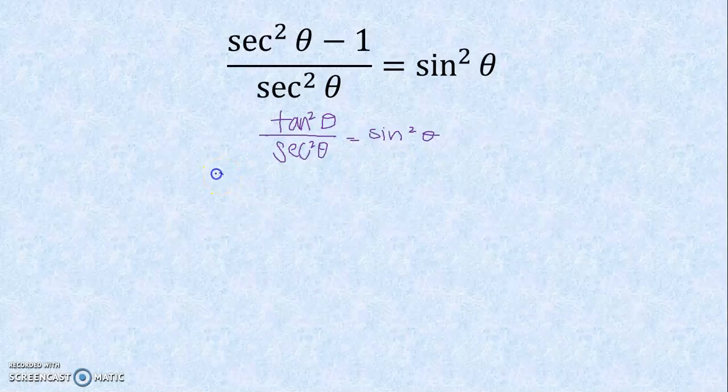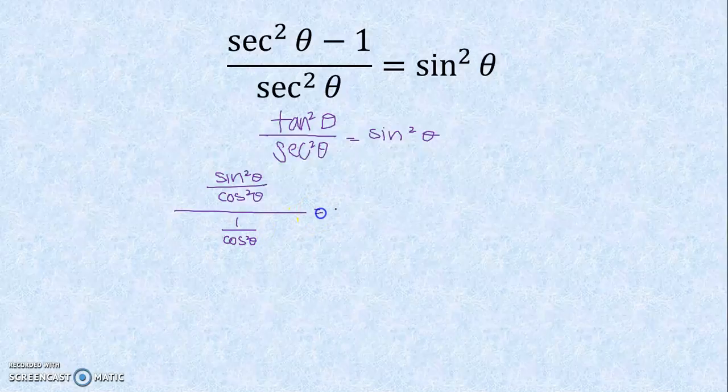From there, I want to go back to that first tool we talked about, which was rewriting everything as sine and cosine. So tangent squared is sine squared over cosine squared. Secant squared would be 1 over cosine squared. Still equals sine squared.